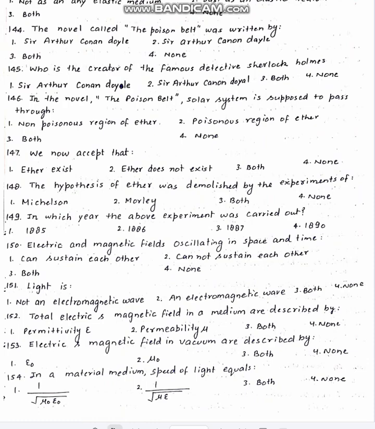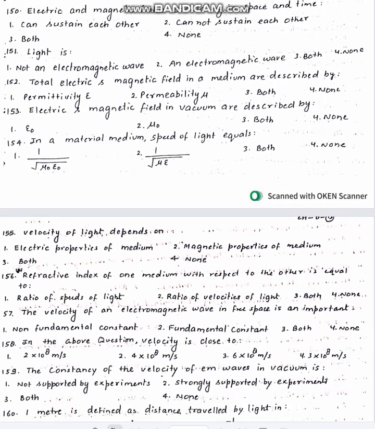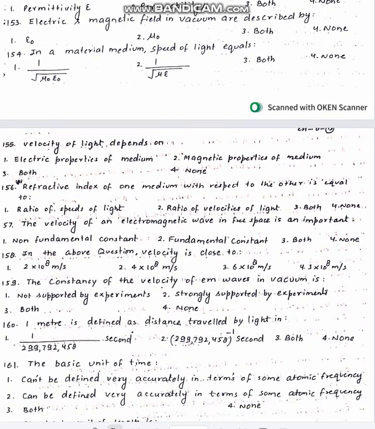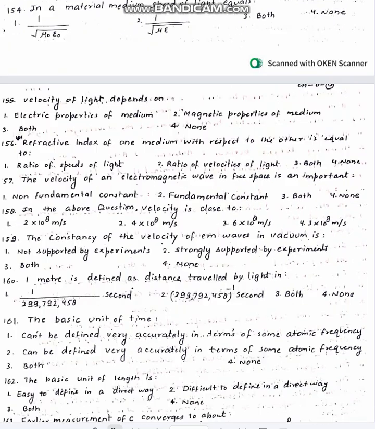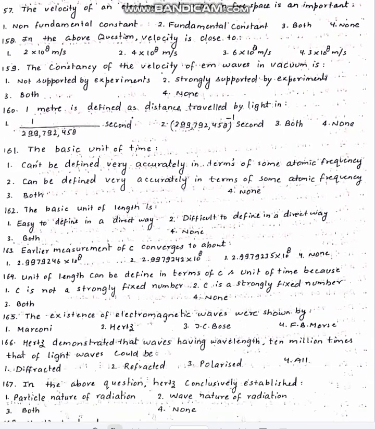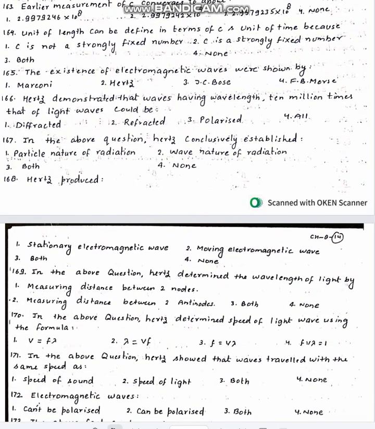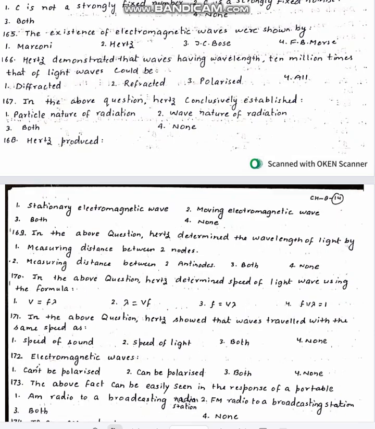Then there are questions based on electric and magnetic fields in vacuum, then permeability, relation between speed of light, dependency of speed of light on different parameters, speed of light in vacuum. Then we have consistency of velocity of EM waves in vacuum, then definition of 1 meter, basic unit of time, measurements of earlier these time intervals.